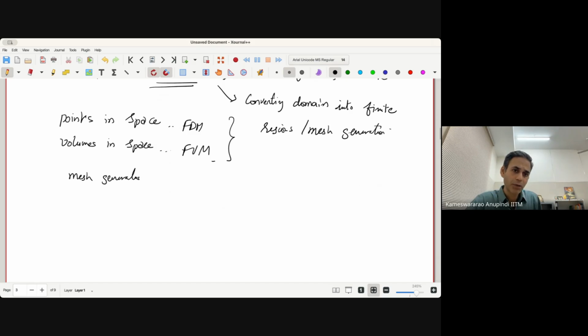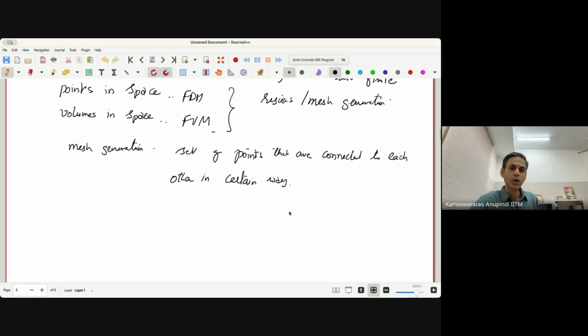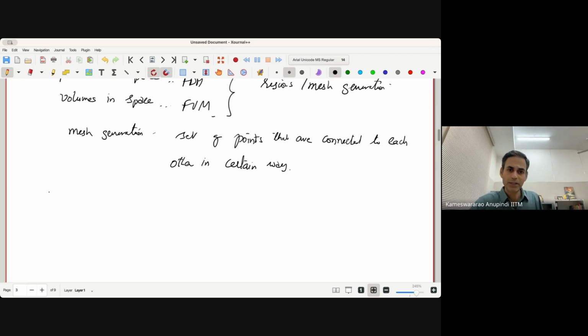What it means is that we need to generate a set of points that are connected to each other in a certain way. Okay. So what do we call that? If these meshes are connected in a certain way, we call that particular mesh a structured mesh. You might have also heard the name unstructured mesh.